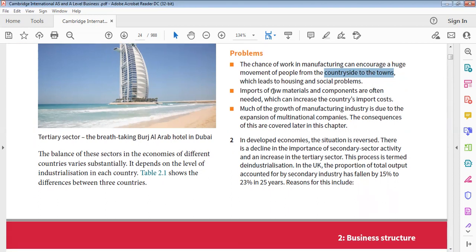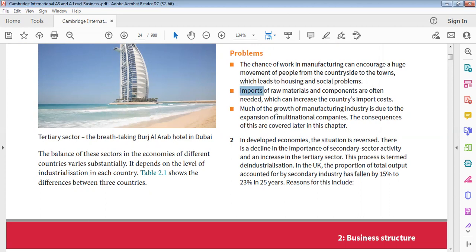And then sometimes you might have to import the raw materials. Yes, true, you have the factories, but you don't have the raw materials. For example, you open a garment factory. You want to manufacture clothes, but the problem is you don't have cotton. So what you have to do is buy it from India or China, right? And that will increase imports, which is bad for the country.